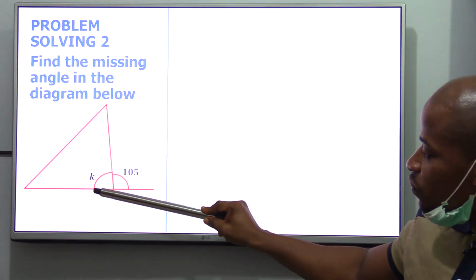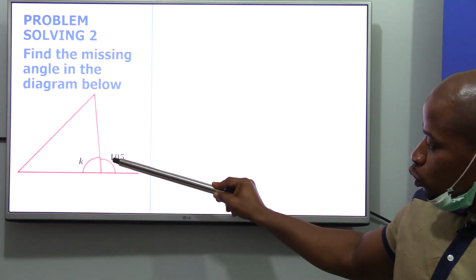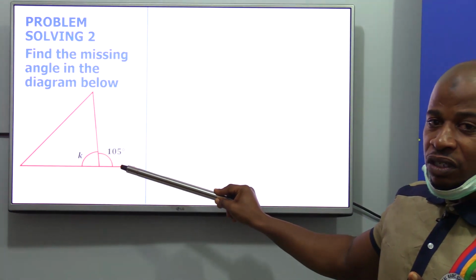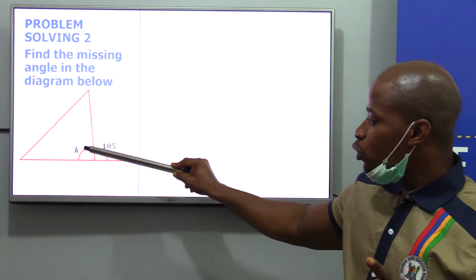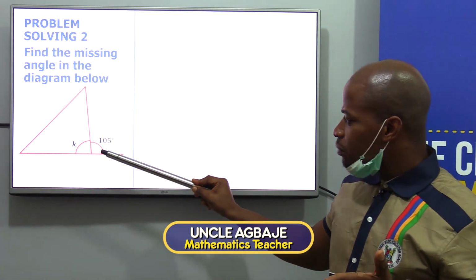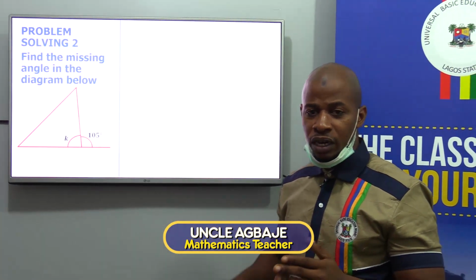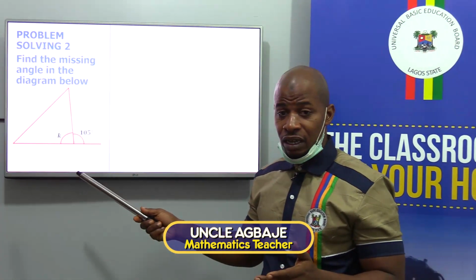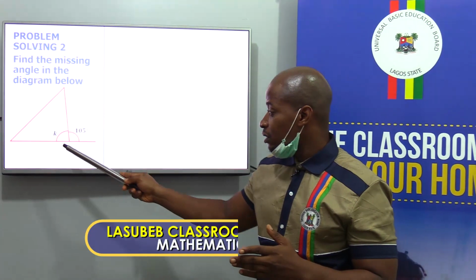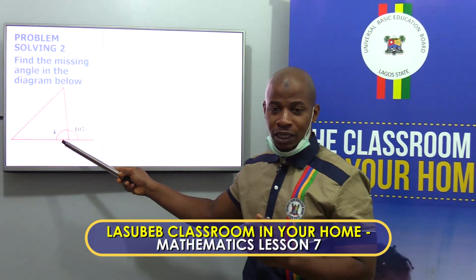Again, if I move angle K and continue and move another 105 degrees, in total, I will have moved 180 degrees, which means that K and 105 together gives us 180 degrees. And this is a very important concept in mathematics. This is what we call angle on a straight line.